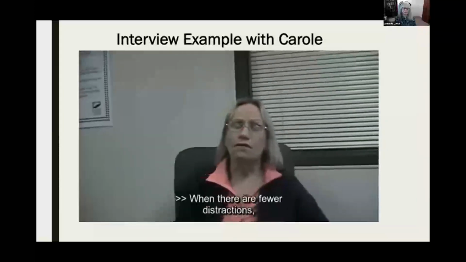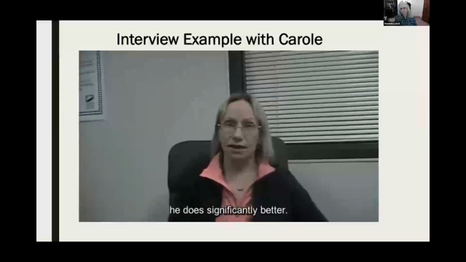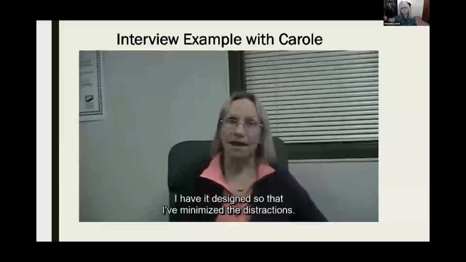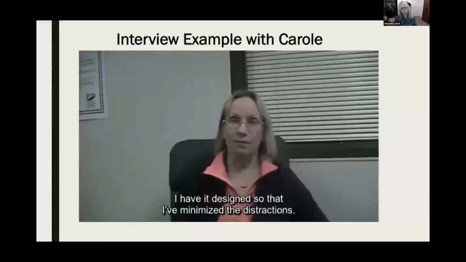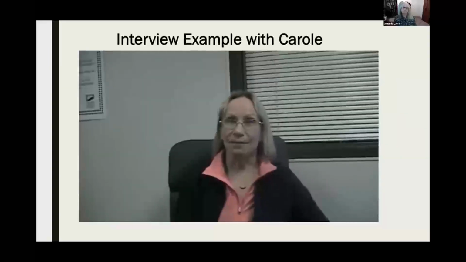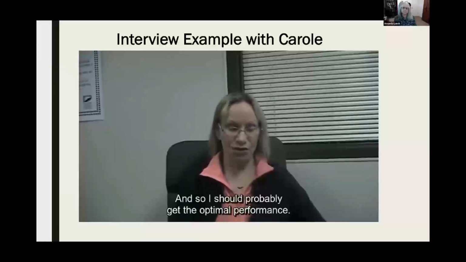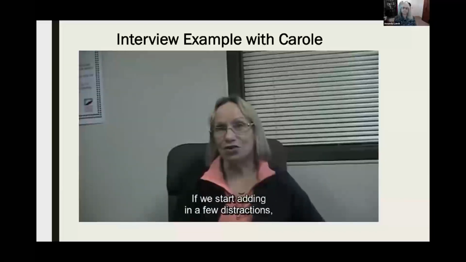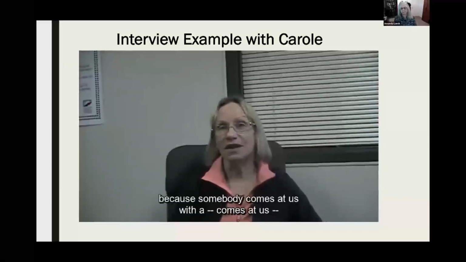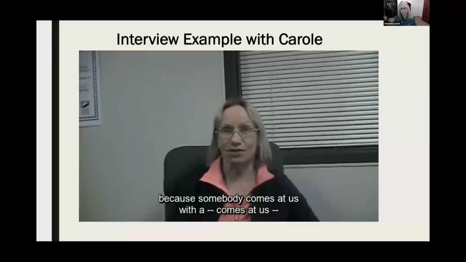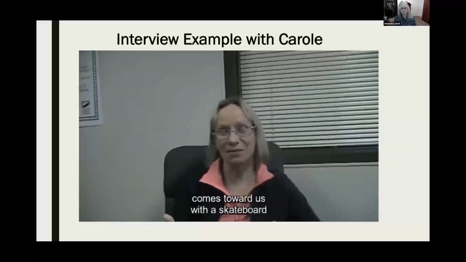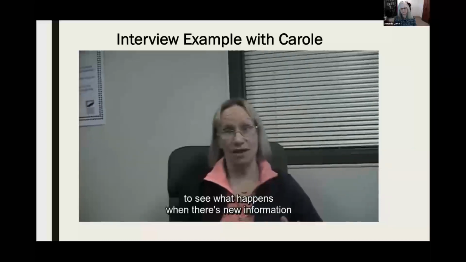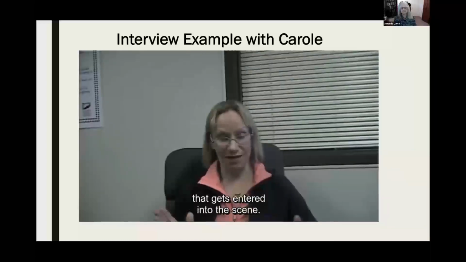When there are fewer distractions, he does significantly better. And so I guess overall, when I do orientation and mobility with him, I have it designed so that I've minimized the distractions. And so I usually probably get the optimal performance. We've started adding in a few distractions, or sometimes they come up because somebody comes toward us with a skateboard or a bike or something. I have a chance to see what happens when there's new information entered into the scene.